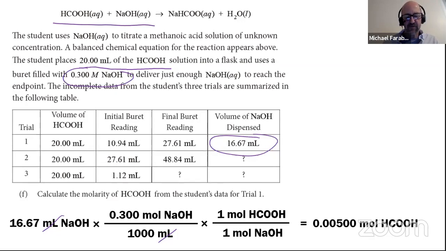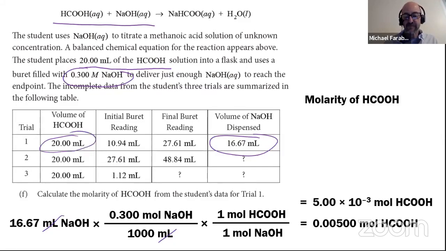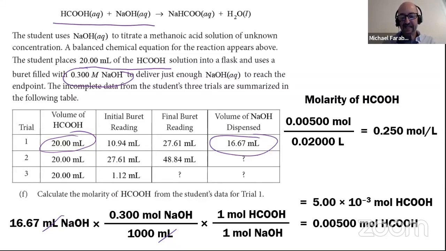And that number, 16.67 times 0.3 divided by 1,000 is equal to 0.005. That's not the final answer. That is the moles of acid present in a 20 milliliter sample. So the molarity would be moles divided by liters. So not 20, but 0.02 liters. 0.005 divided by 0.02 is 0.25. So correct answer, 0.25. That's what we're looking for. Okay, so showing some work to get a molarity of the acid of 0.25.